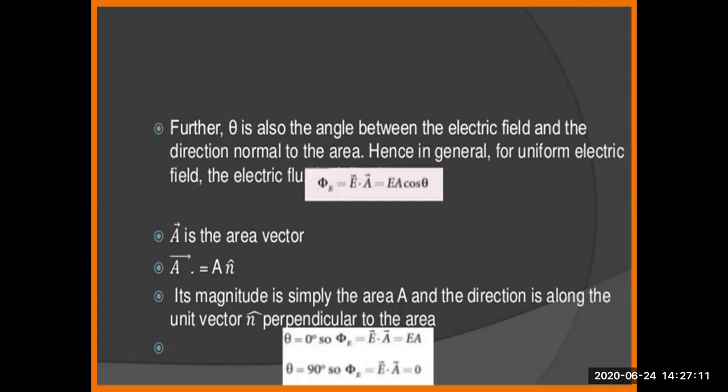Further, theta is also the angle between the electric field and the direction normal to the area.